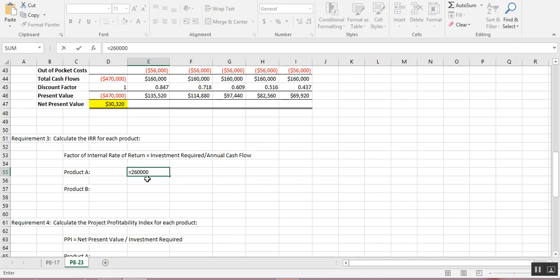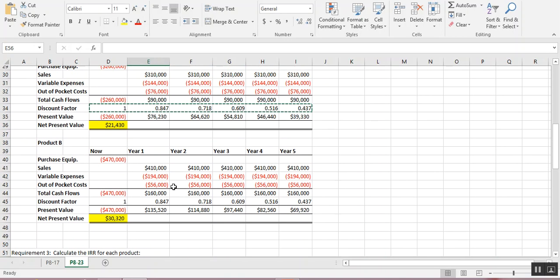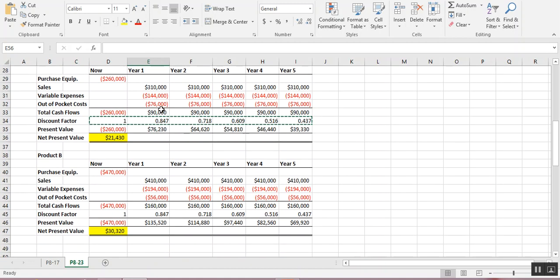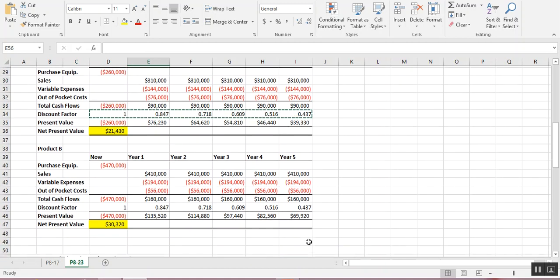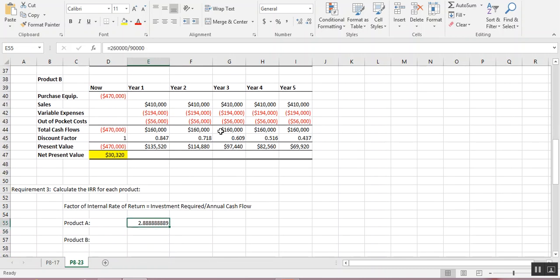We're going to divide that by the annual cash flow. And that annual cash flow is $90,000. And hold on just a second, and I'll show you where I got that. So that's this line that's total cash flows, $90,000. That was the denominator that I used in this case. So our internal rate of return for product A is 2.88888, or if you want to round it, 2.889, if you want to do it that way.